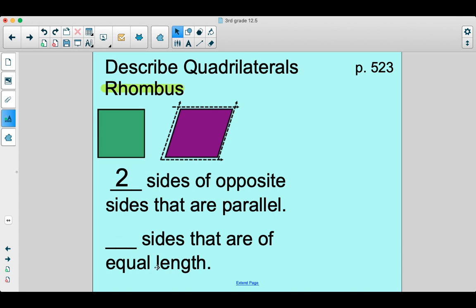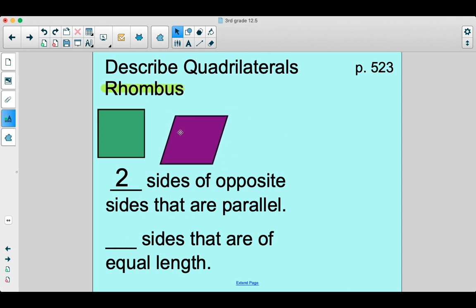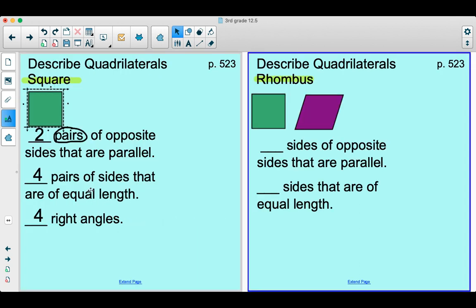Okay. I think I'm going to get rid of these lines, and I'm going to try a different way this time. Did it. Okay. So blank sides that are of equal length. All right. Well, last time when we were on the square screen, let's check it out. We knew that 4 pairs of sides that are of equal length was a descriptor for square. So that must be the same thing for rhombus.